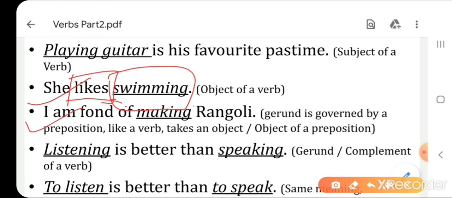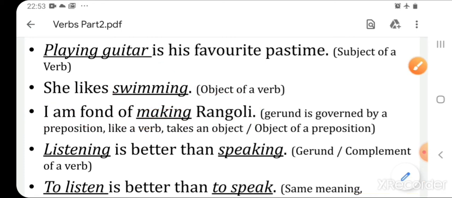Third one is I'm fond of making rangoli. Now here, making is a gerund, but it is governed by of, that is preposition. But make is a verb, so it takes an object, rangoli, and it is used after the main verb fond. So it is an object, but it is an object of preposition, remember.